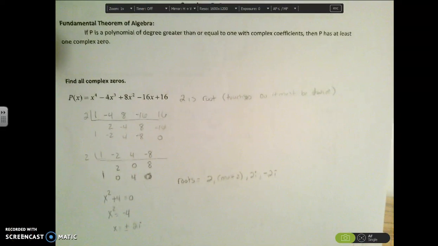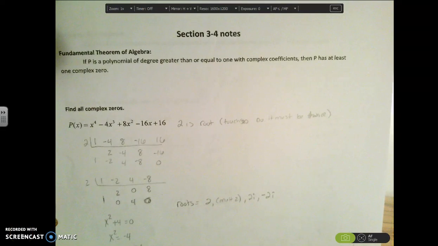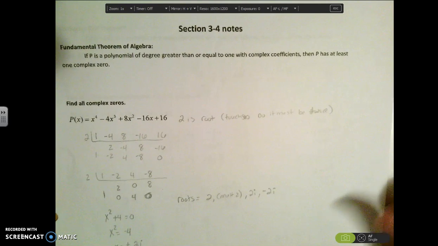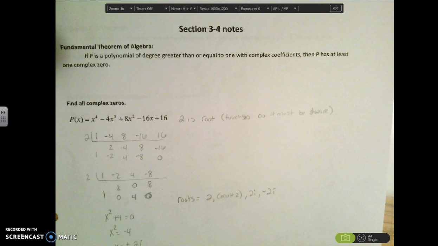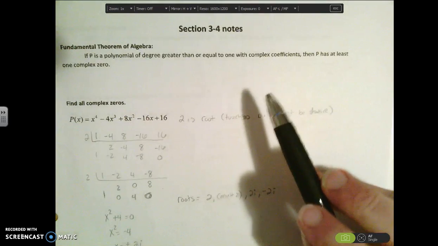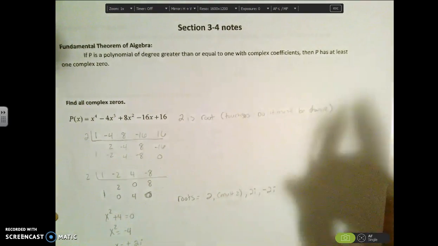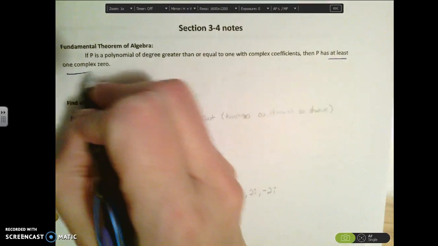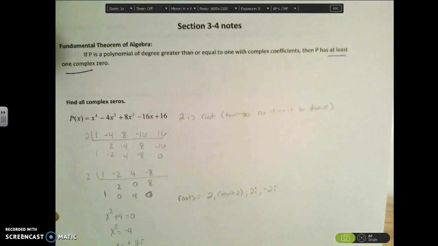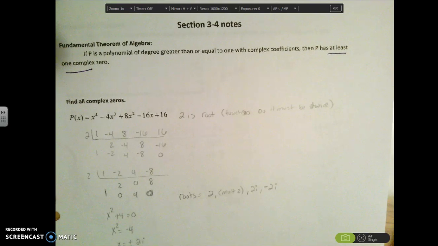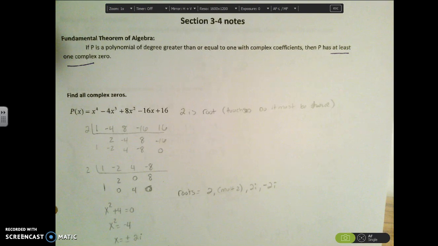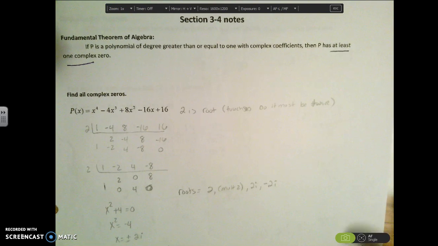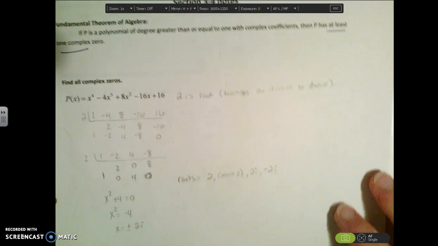Alright, these are some notes on section 3.4, and 3.4 is bringing up this idea of the fundamental theorem of algebra, which basically says that given any polynomial, there has to be at least one complex root, or complex zero. So basically that's just saying that it has to have a root. It can be an imaginary root or it can be a real root. So I give you this example.